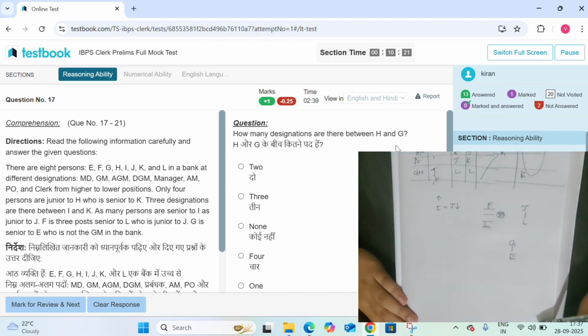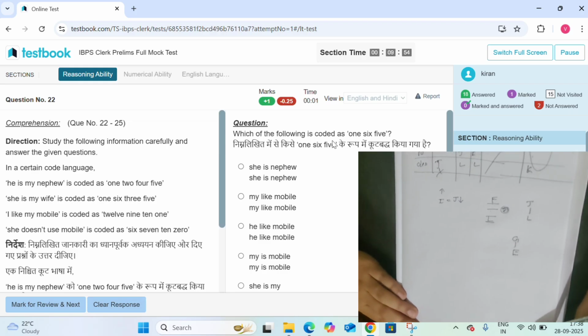How many designations are there between H and G? H and G, two designations. What is the designation of J in the bank? J is PO. What is the designation of E in the bank? E is AGM. Who is the manager in the bank? Manager is F. Who is the GM in the bank? GM is I.